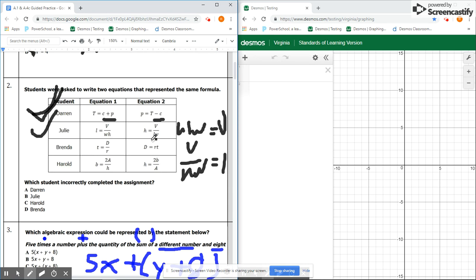If we solve for T here, we've got to divide by R, and we're going to get D divided by R. That one works. And then Harold, if we multiply by A, we'll get HA equals 2B. Oh, that's really bad. Sorry. And divide by 2. We'll get HA divided by 2. They have 2A divided by H. So Harold is wrong, and so our answer should be C. Okay?